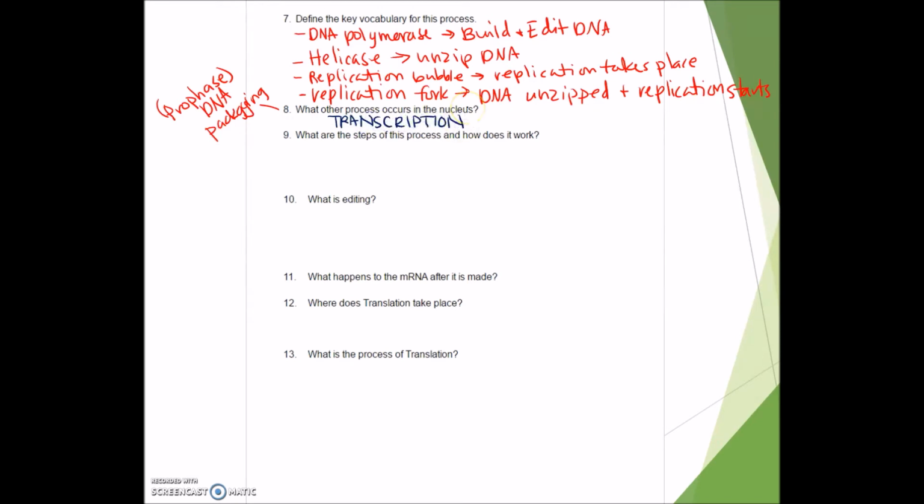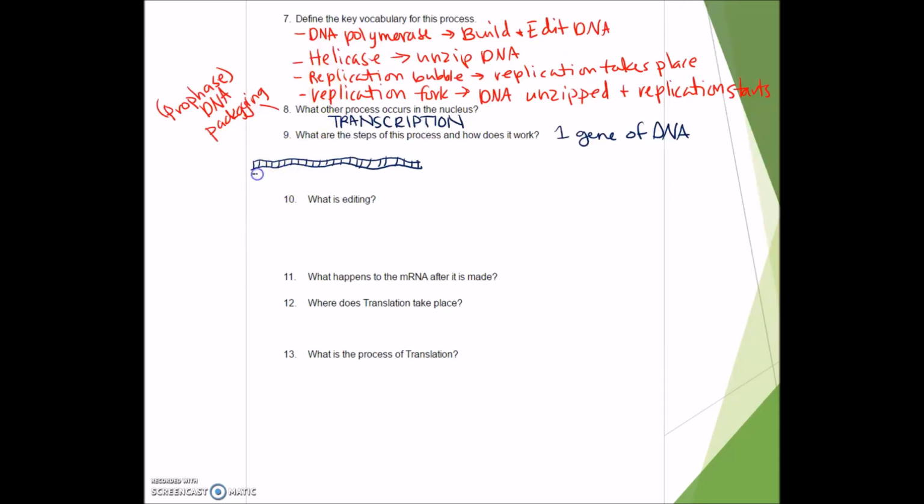Okay. So the steps of transcription and how it works is we're going to have our DNA strand again. But this time we're only going to have one gene of DNA. So we're not looking at the entire strand of DNA. We're just looking at one little segment of DNA. Okay, so DNA is double-stranded, has the A's and the T's and the C's and the G's.